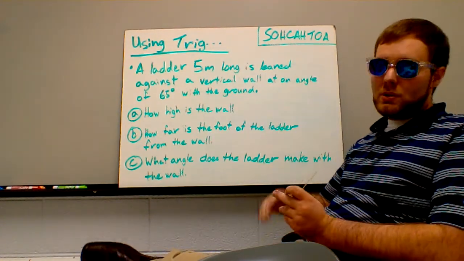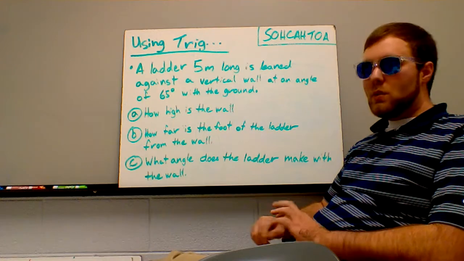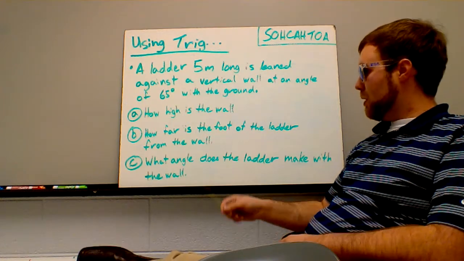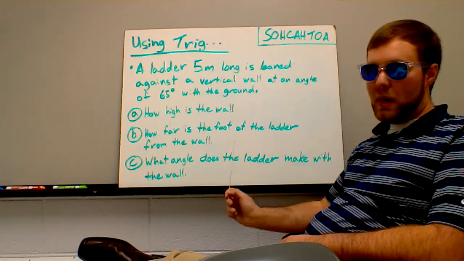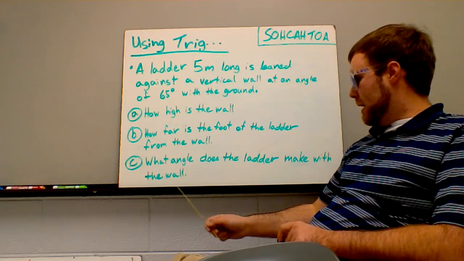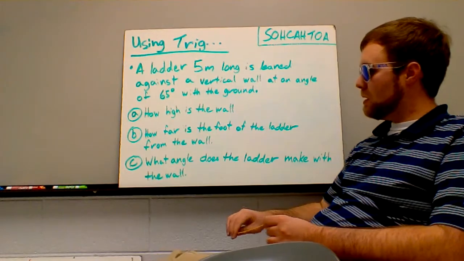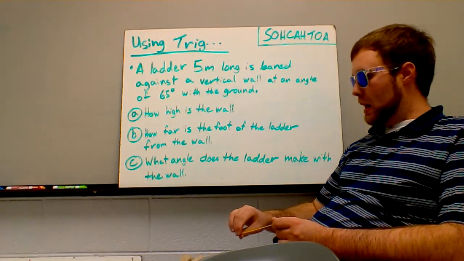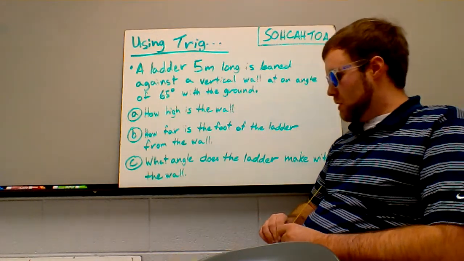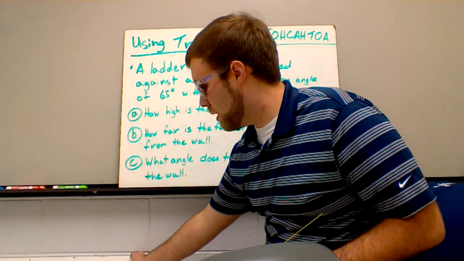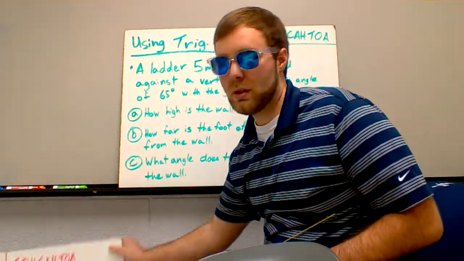So the three questions I'm going to ask. How high is the wall? How far is the foot of the ladder from that wall? And then what angle does the ladder make with that wall? Okay, so those are the three questions. So I'm just going to move on to the work-it-out board, and we're going to work all parts of that out.